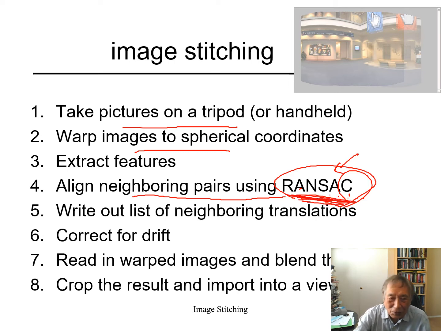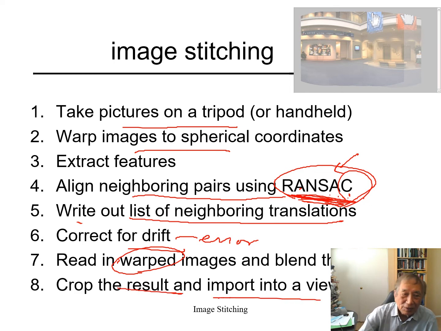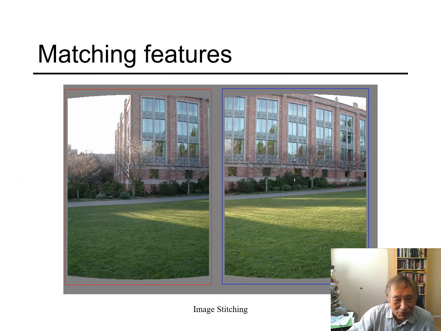But you just need to know the name only. It is useful in understanding the dynamics of a picture, how they are changing. Then write a list of neighboring translations and correct any kind of drifting changes, or errors due to your hand shaking or some other factors, and read in the warped images and blend them. Warped means everything is a standard size, then crop the result and import it into a viewer. It's easy to say, but it's a lot of work. So in here, matching features: we want to match this picture with that.